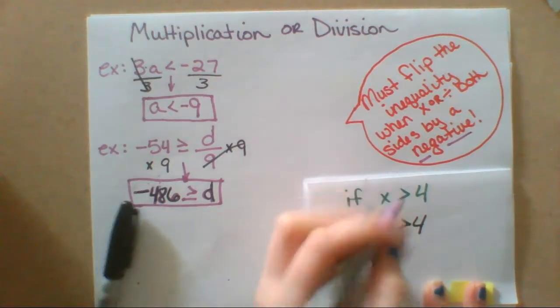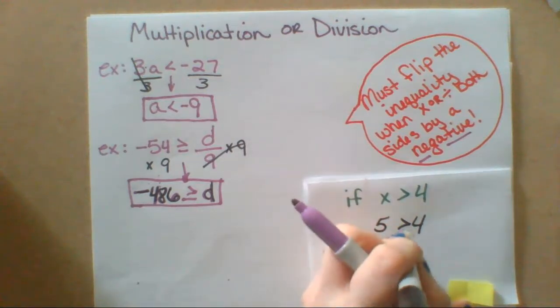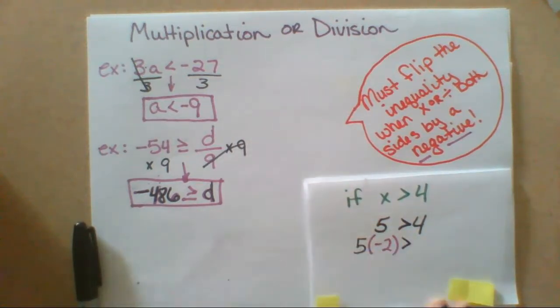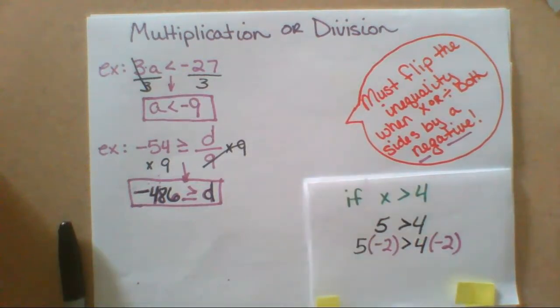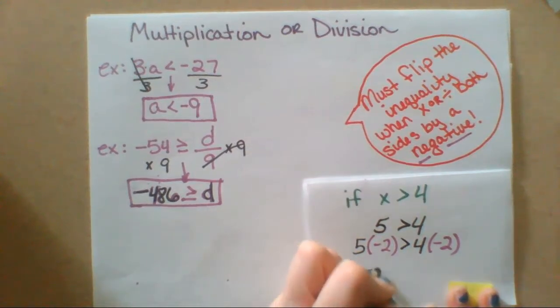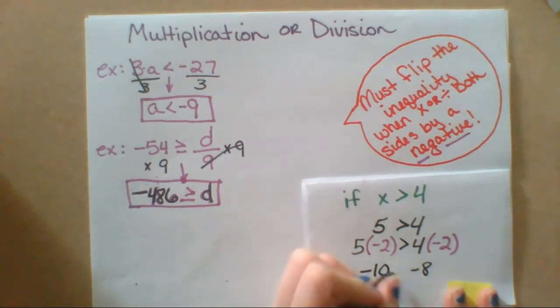So now I have 5 times -2. And then on this side, I have 4 times -2. Okay? According to the multiplication property of equality, this should be true still. This should still be a true statement. However, it doesn't work out that way because now we have -10 on the left and -8 on the right.